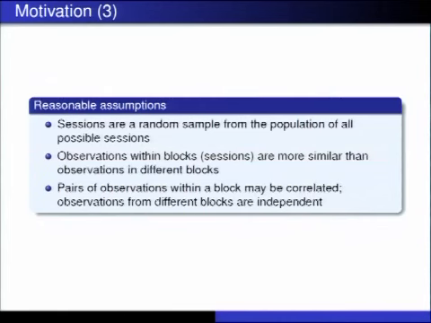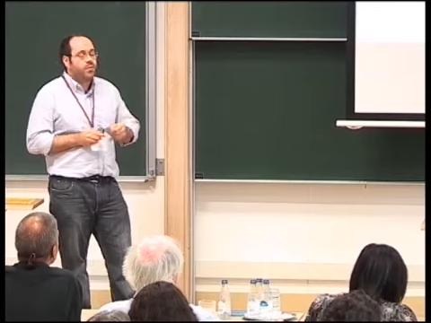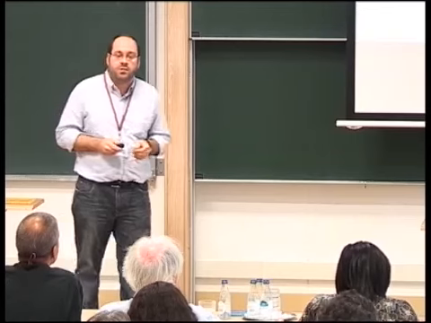So the assumptions we're going to make about this experiment are that our sessions, our mornings and afternoons, are a random sample from the population of all possible sessions. Observations within blocks or sessions may be more similar than observations from different blocks, and the way we're going to incorporate this is through assuming perhaps that pairs of observations within a block can be correlated, whereas pairs of observations from different blocks are independent.